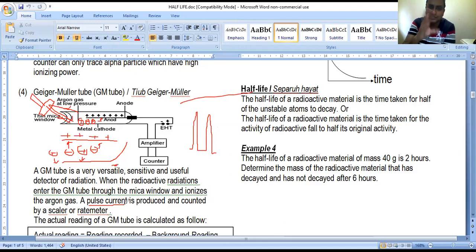It's almost the same as your spark counter, but this one is measuring the current pulse. The other one is measuring spark. This one is measuring current pulse. Every time the ion touches the electrode, there'll be a current pulse.